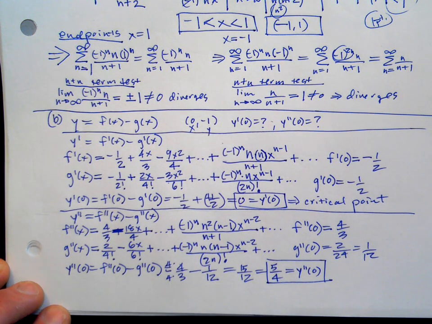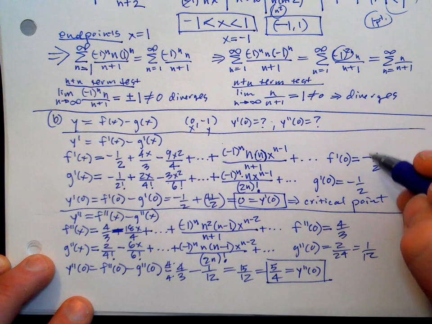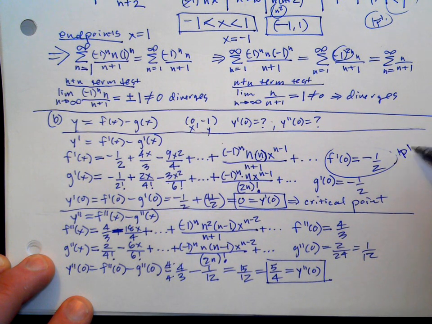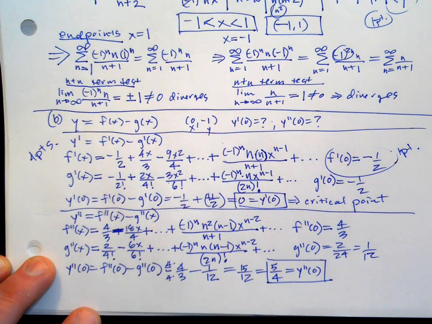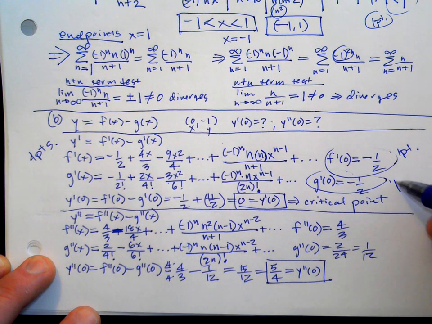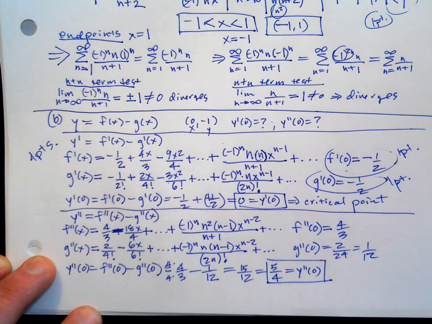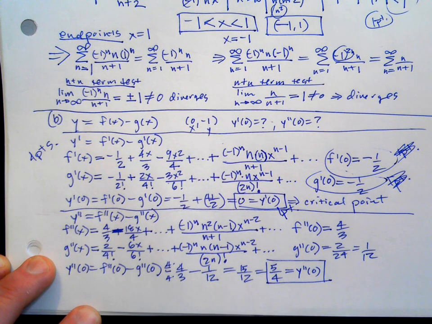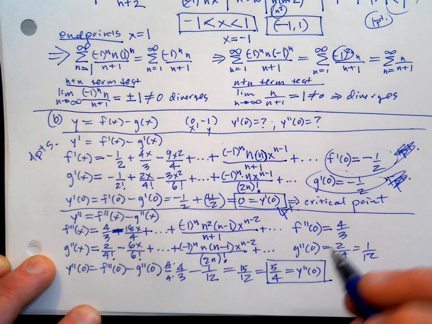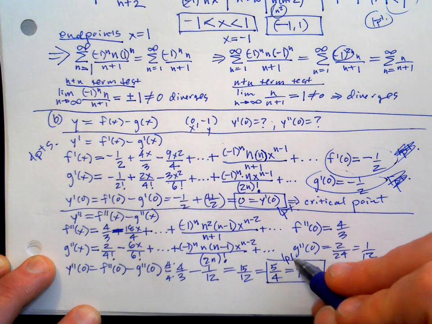Now, as far as points go, this is worth 4 points total. They give you a point for finding f prime of 0. They give you a point for doing this. Oh, actually, I'm sorry, no. They give you a point for finding y prime of 0, and they give you a point for finding y double prime of 0.